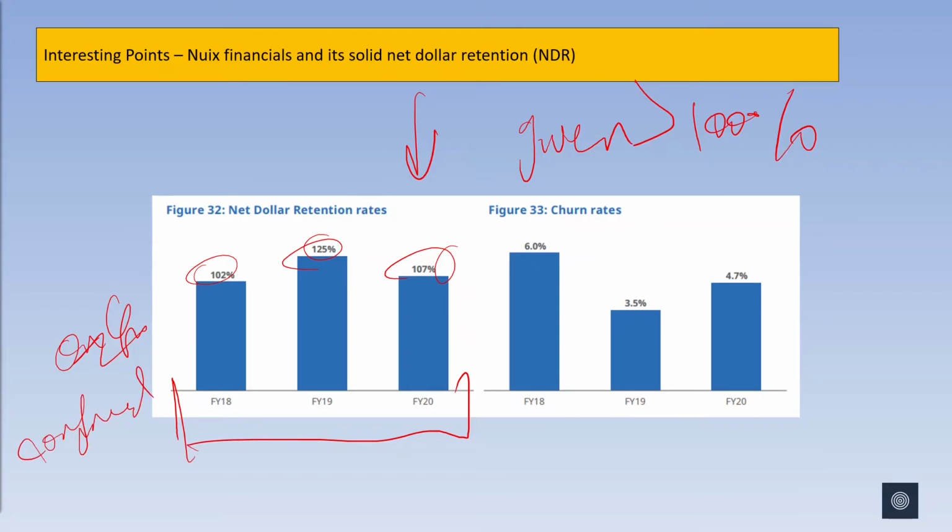set of clients. Further, if we look at the same figure, the churn rates of the company are also relatively good since they are not that high. It was 6% in 2018, 3.5% in FY 2019, and 4.7% in FY 2020.